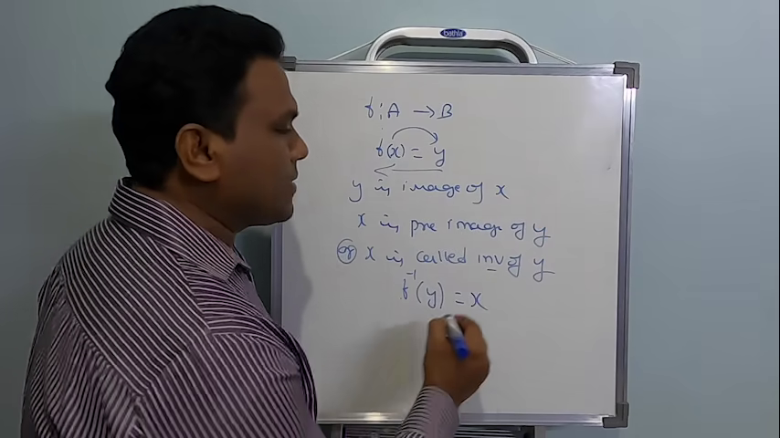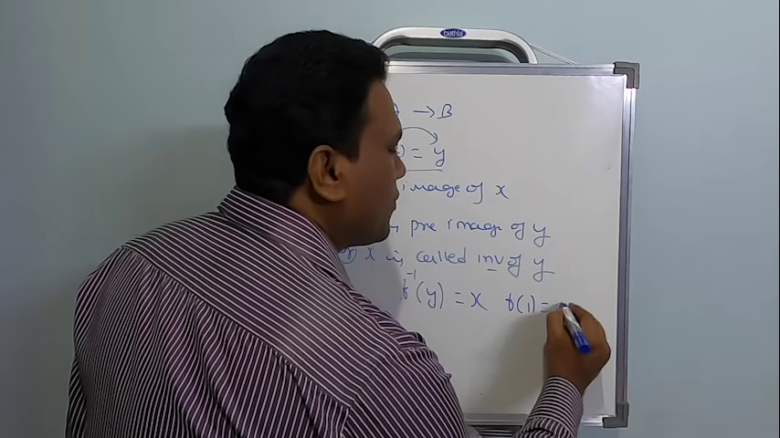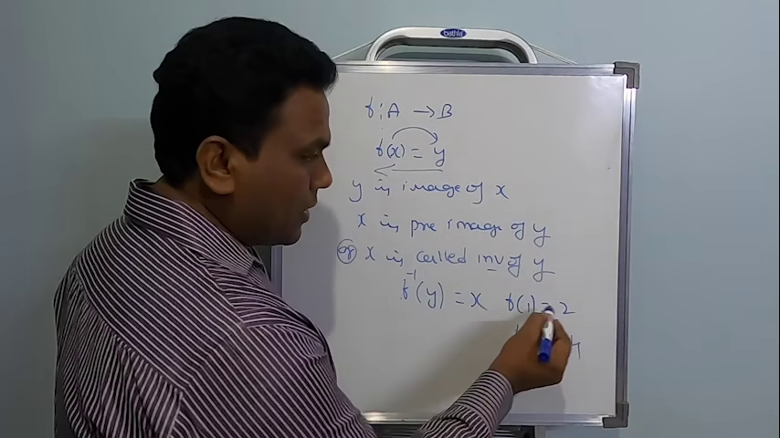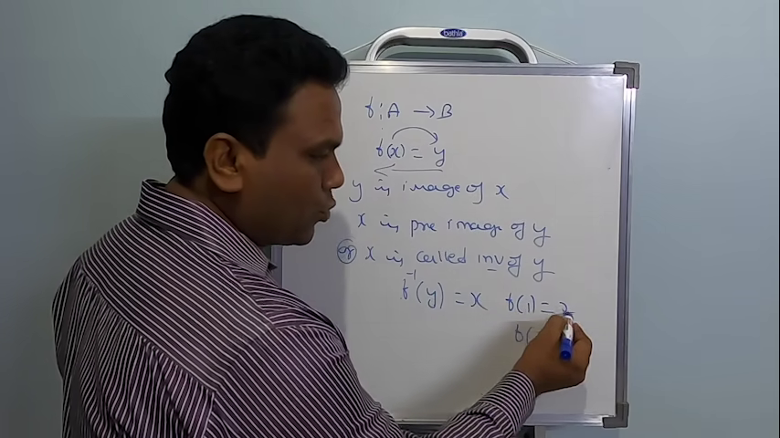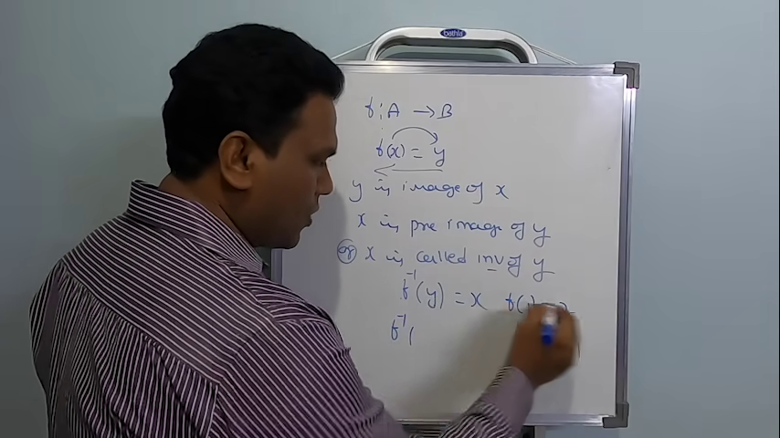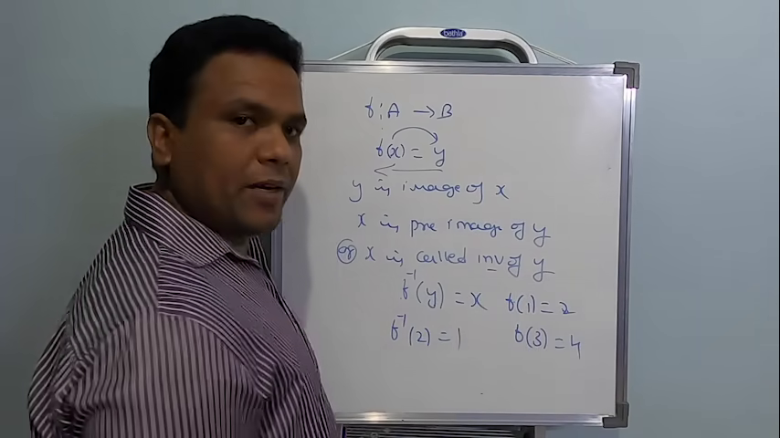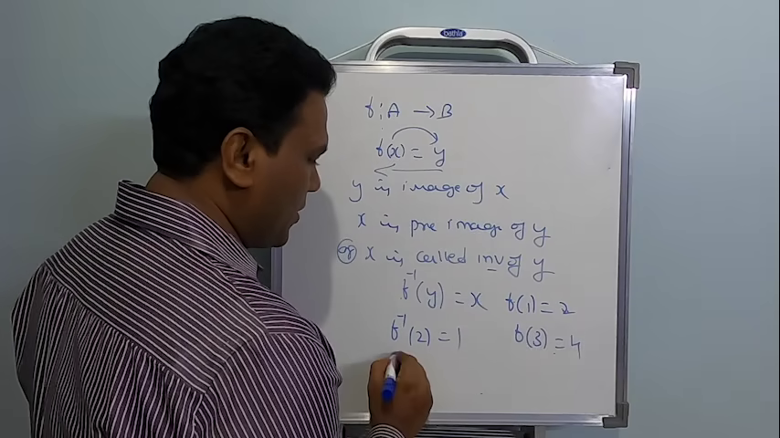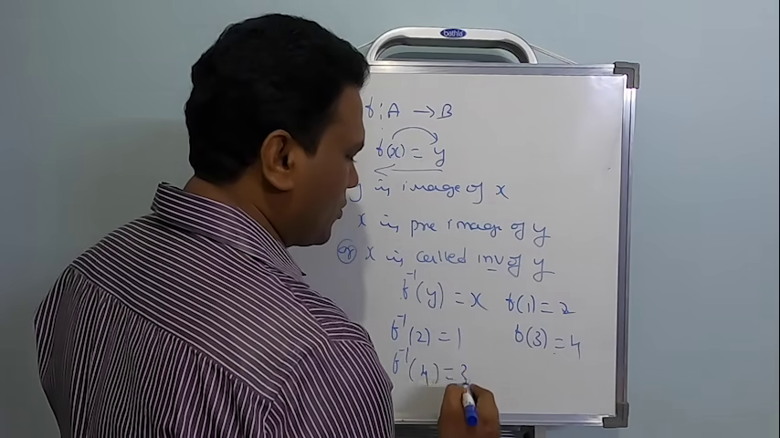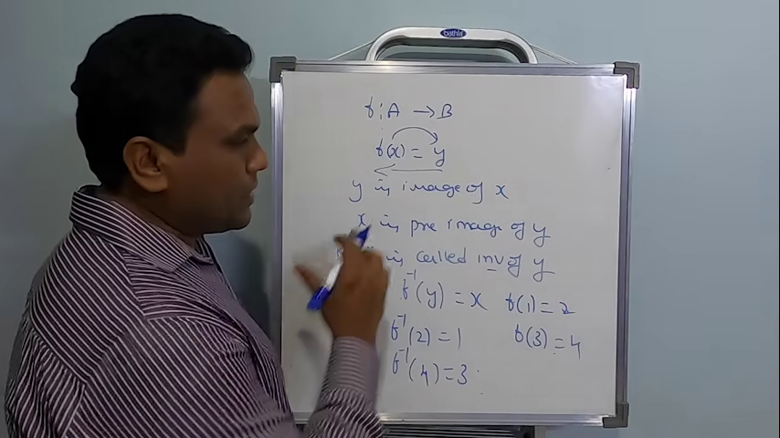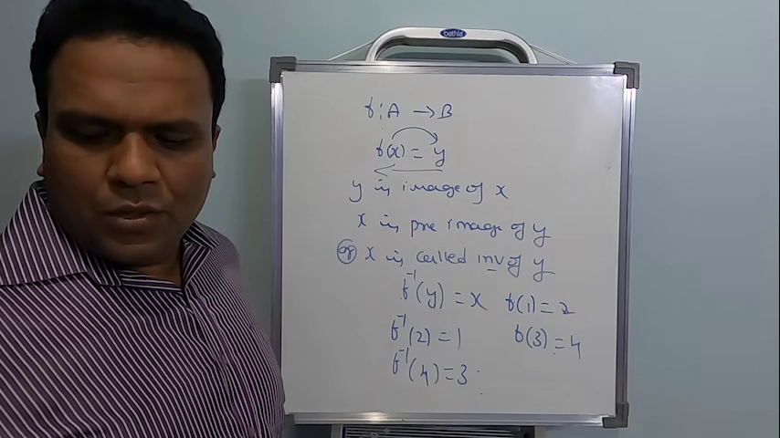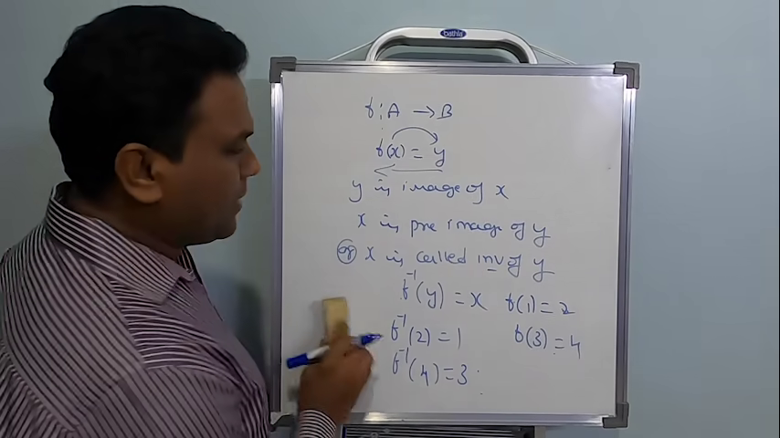Suppose when we are writing some example, there was f of 1 equal to 2, f of 3 equal to 4, right? Then what is it? See, 2 is image of 1. But if you are writing f inverse of 2, f inverse of 2 will be equal to 1. And from here, f inverse of 4 will be equal to 3. Right? This is the concept of finding inverse of an element. So there are a few examples given there.